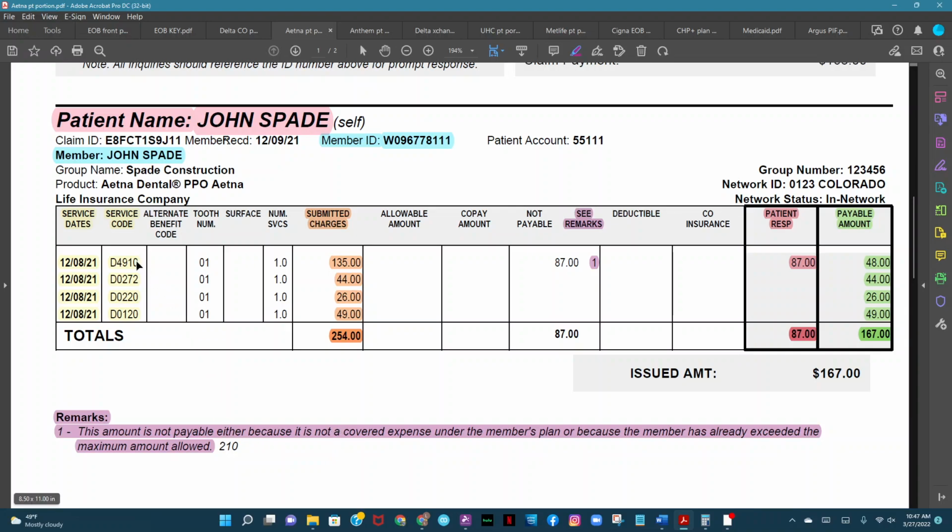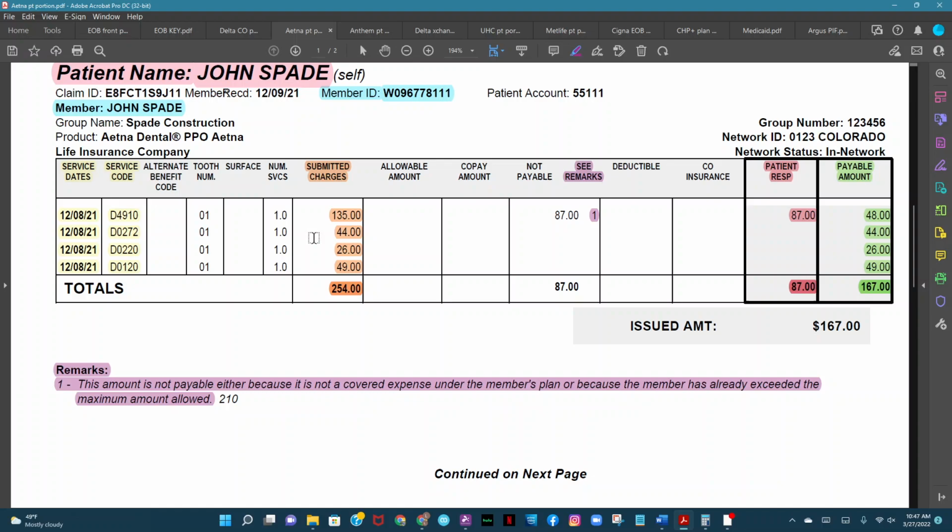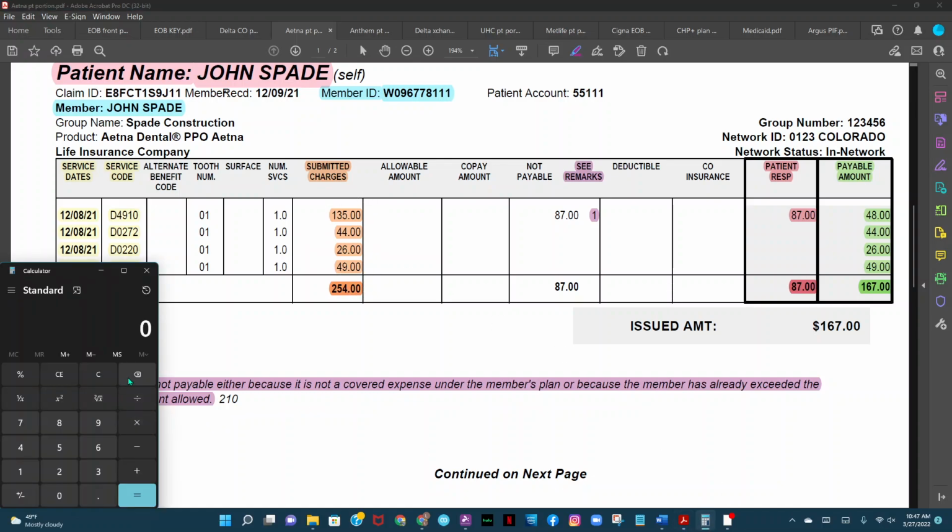So because this is a perio maintenance, and as you can see 12/8, it's at the end of the year, probably due to frequencies, probably his insurance only allows maybe 2 perio maintenances covered a year. And so at this point, this is what the patient owes out of pocket. Either way, we need to be collecting $87 from the patient. Insurance has paid us $167. Always make sure that these amounts here match in EqualSoft.